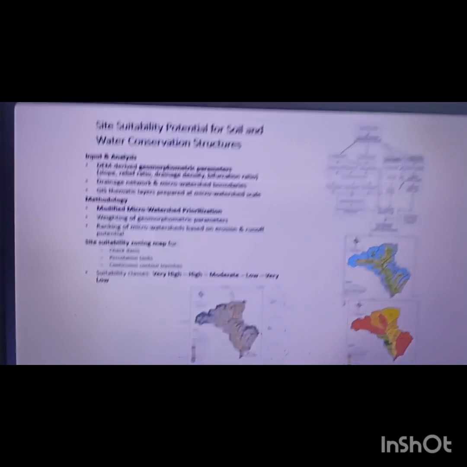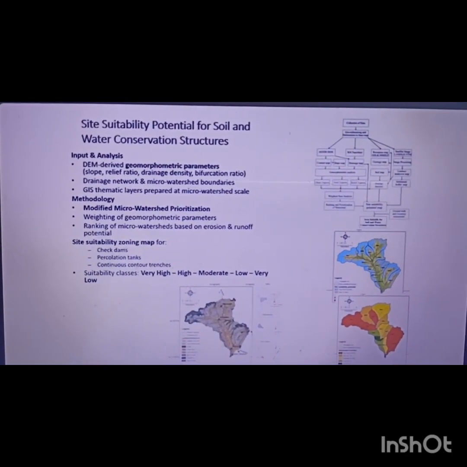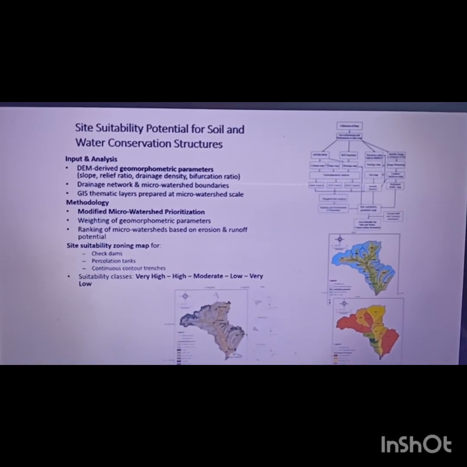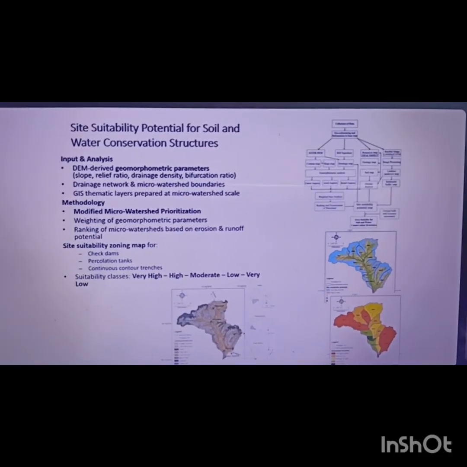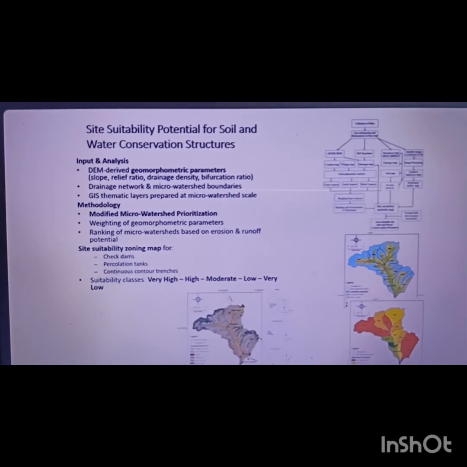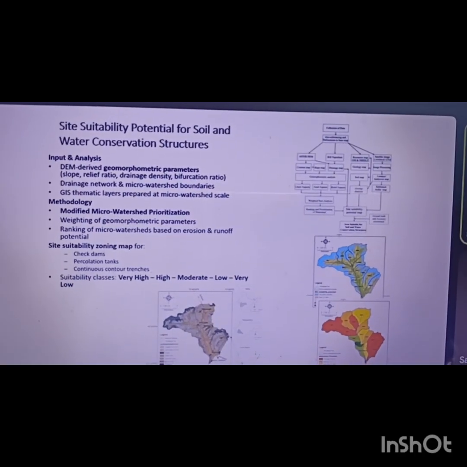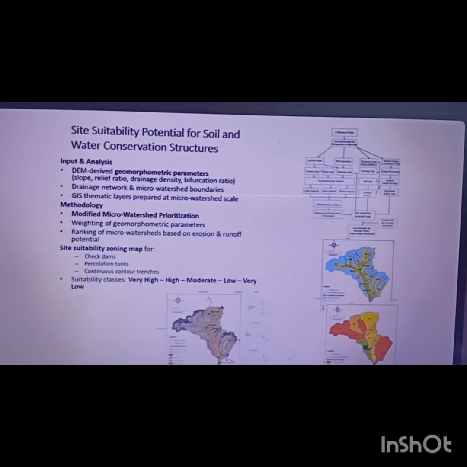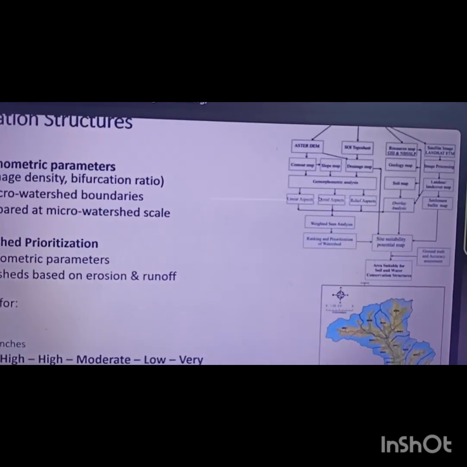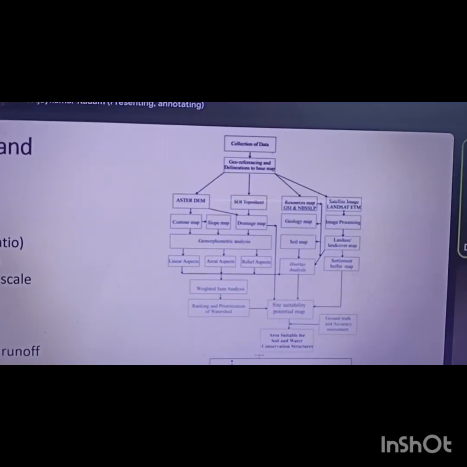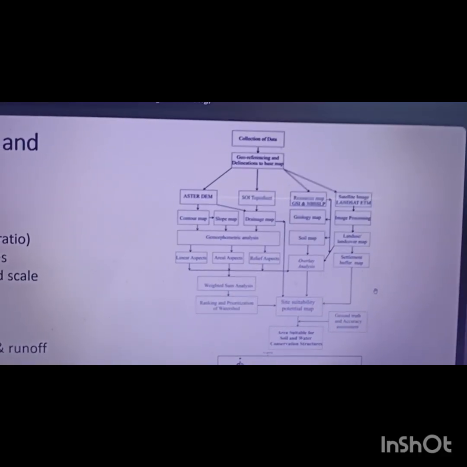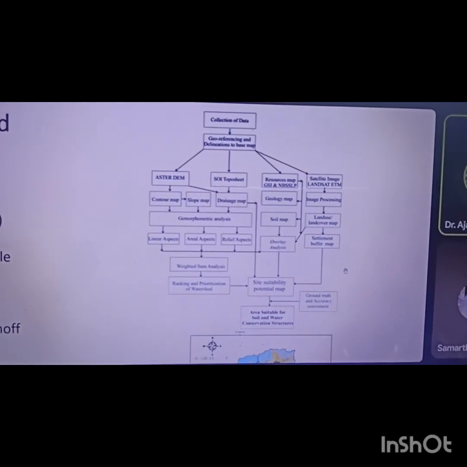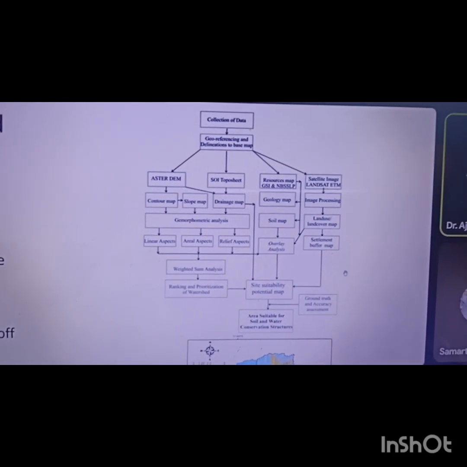Next will be the analysis of using GIS and remote sensing in water resources for identification of site suitability potential for soil and water conservation measures. This is also one of our published papers. Here also we are similarly using DEM-derived parameters like slope, relief ratio, drainage density, and bifurcation. If you want to see the detailed methodology, here we are using the ASTER DEM, soil, toposheet, then the water resource map. Based on this, we prepared a slope map, drainage density, geology, and other things.